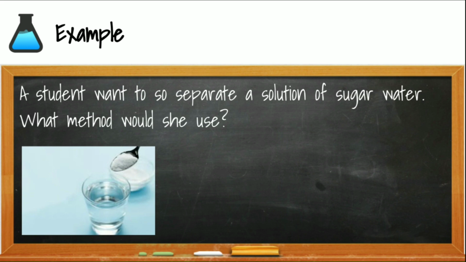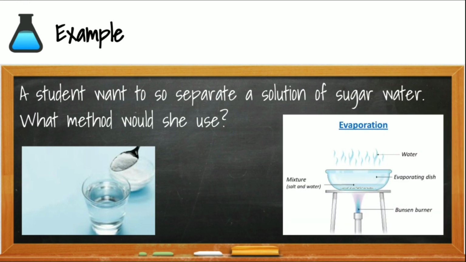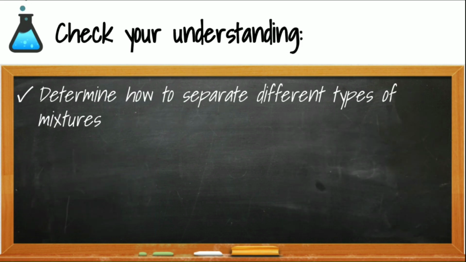So if a student wanted to separate a sample of a solution, remember a solution tells us the kind of mixture, of sugar water, what method should she use? Remember, you can never filter a solution or an aqueous substance. So here we would have to use evaporation. So by now you should be able to determine which technique would be best to separate different mixtures.